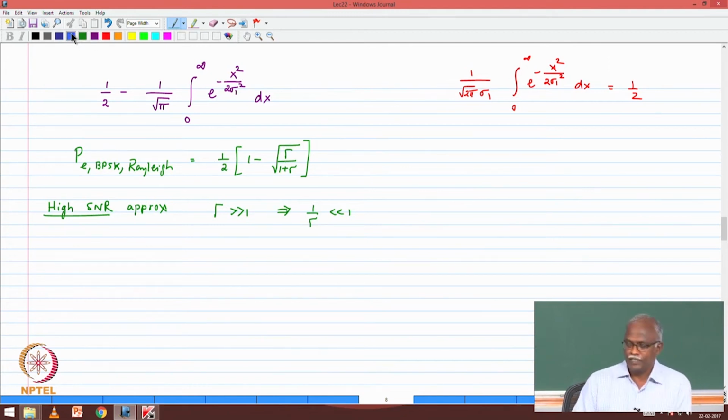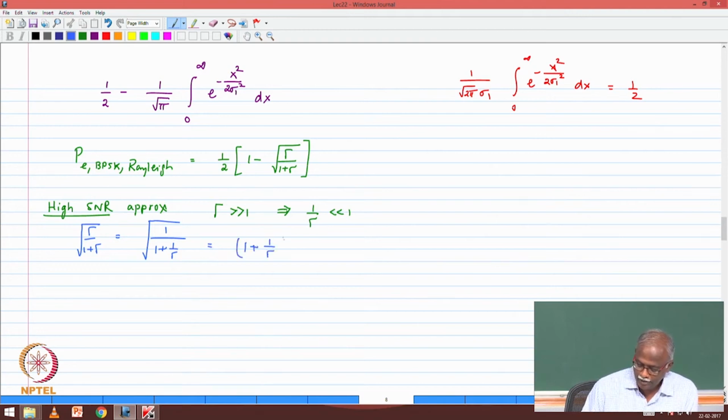Let me again give you the first step and then request you to complete it. Square root of gamma by 1 plus gamma. If I divide numerator and denominator by gamma, I will get 1 divided by 1 plus 1 by gamma. Okay, I've just rewritten it. So, this can be written as 1 plus 1 by gamma raised to the power of minus half. Or you can treat it as 1 by square root of 1 plus x, where x is a small quantity.